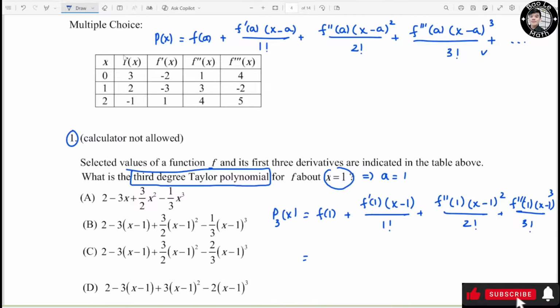Now, f of 1 is 2, right? Plus f prime of 1 is going to be negative 3 times x minus 1, plus f double prime of 1 is going to be 3. 2 factorial is going to be 2, so we have 3 over 2 times x minus 1 squared, plus f triple prime of 1 is going to be negative 2, and 3 factorial is going to be 6, so we have negative 1 over 3 times x minus 1 cubed. So the answer must be B.